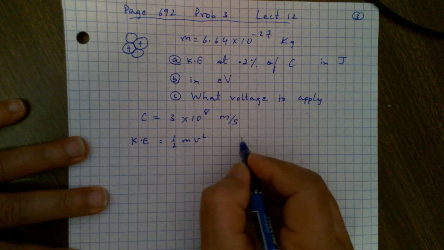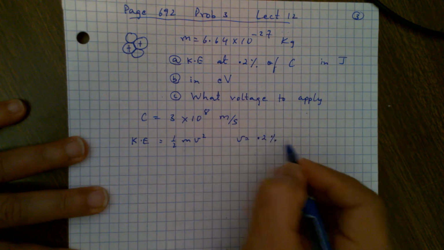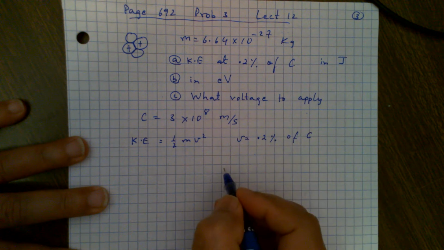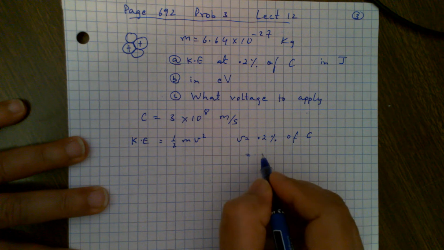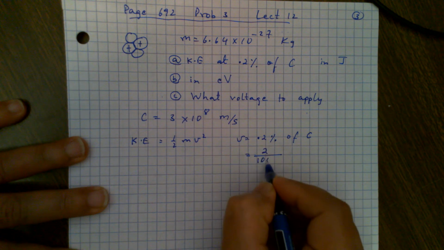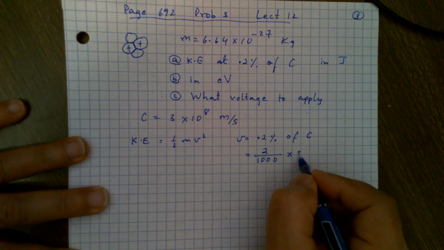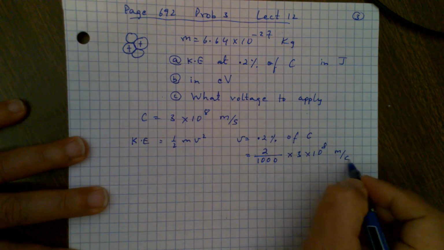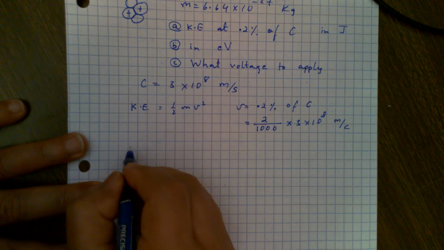In our case, v is given as 0.2% of the velocity of light c. Okay? So 0.2%, what is that? That is 2 divided by 1,000. That's 0.2% of the velocity of light c, which is 3 times 10 to the power 8 meters per second. That's the velocity. So then we can calculate the kinetic energy.